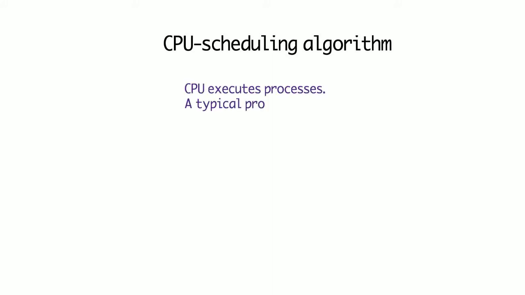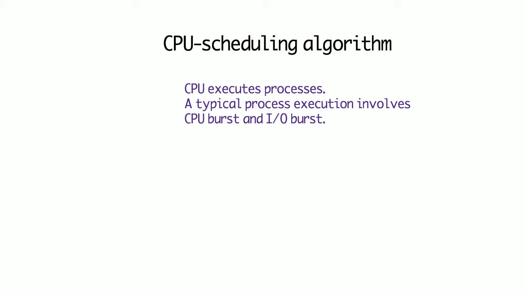Hi friends, in this video we will discuss CPU scheduling algorithms, preemptive and non-preemptive scheduling, and first come first serve scheduling. A typical process execution involves both input-output time and CPU time. CPU scheduling is done to maximize CPU utilization.